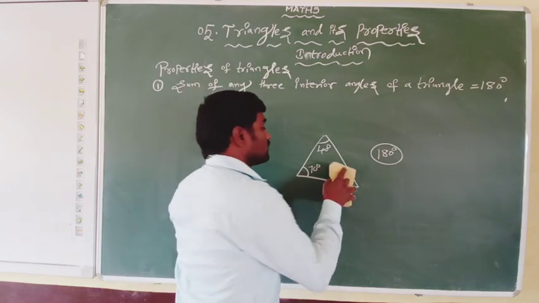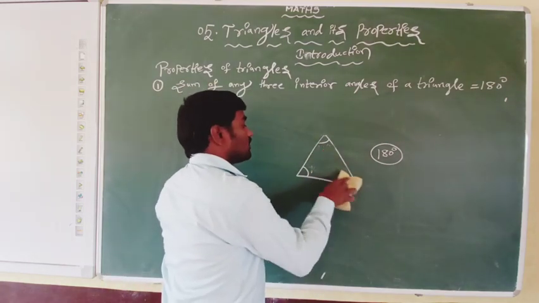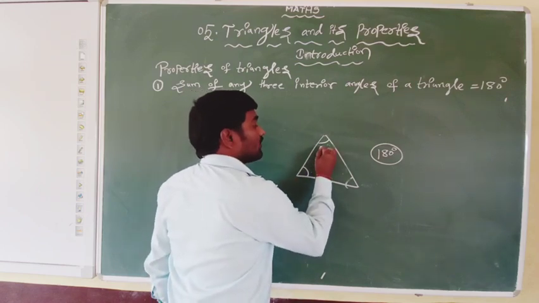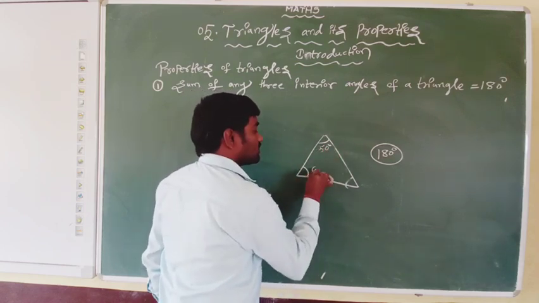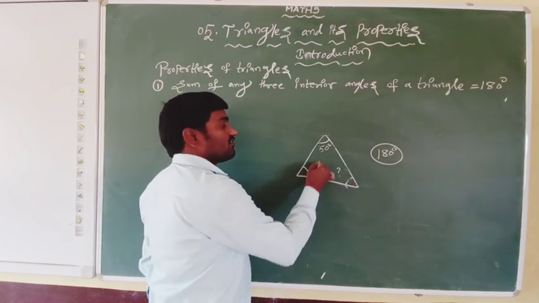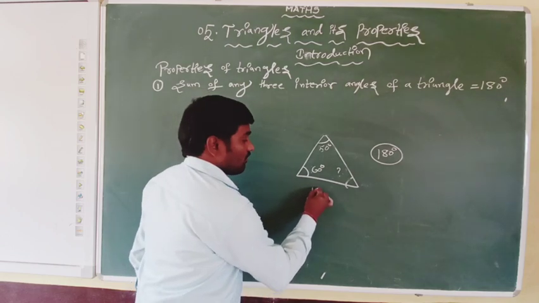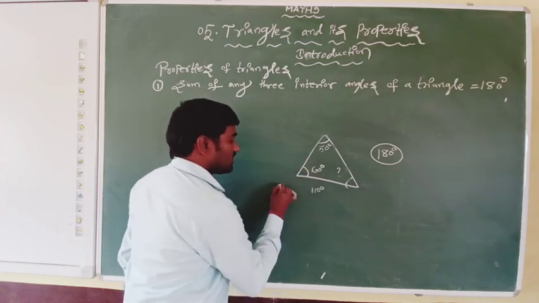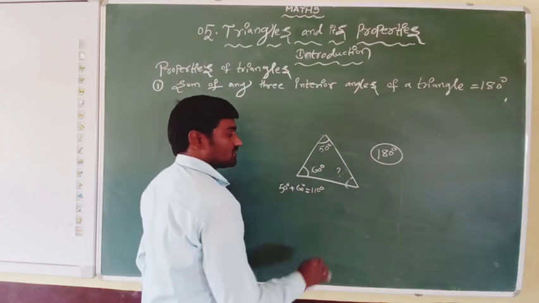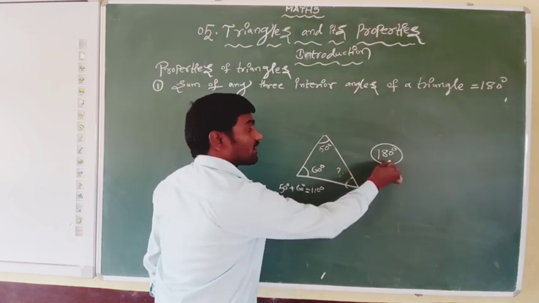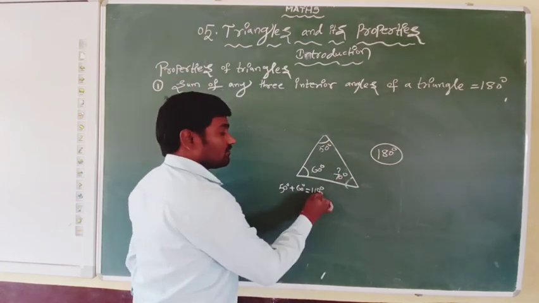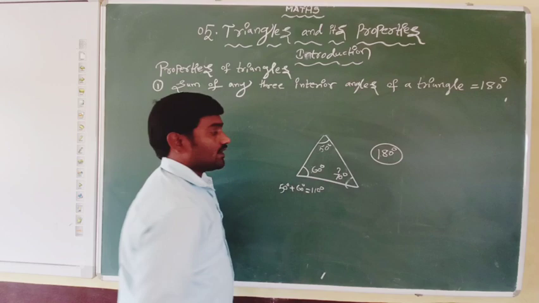So like that they may ask you any kind of question again. Suppose let me ask you some more. Suppose here it is 50 degrees and here it is 60 degrees. What will be the angle here? We know that 50 plus 60 is 110 degrees. How much do we require to get 180 degrees? Simple, 70 degrees are required. 110 plus 70 is equal to 180.